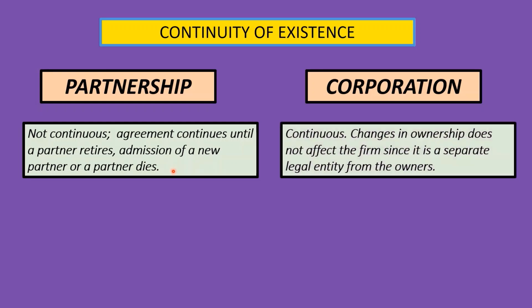Corporation is continuous. Changes in ownership do not affect the firm since it is a separate legal entity from the owners. So the shares can change hands a million times. The new owners do not affect the corporation. The corporation still continues to exist and will exist continuously until it is wound up.